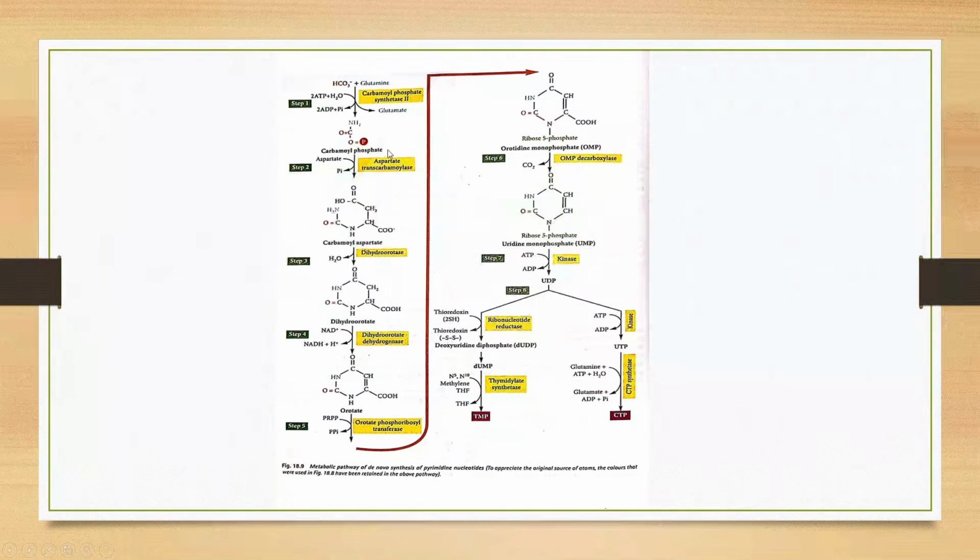The carbamoyl phosphate combines with the amino acid aspartate to form carbamoyl aspartate. The reaction is catalyzed by the allosteric enzyme aspartate transcarbamylase. The C2 and N3 are derived from carbamoyl phosphate.